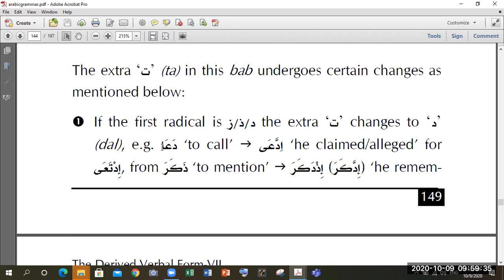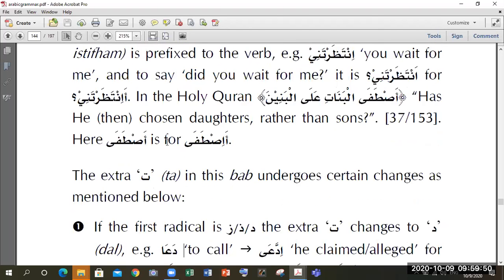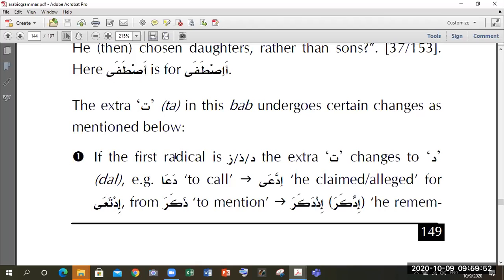Actually here also the root word is dal, ain, wow, and the wow has for some reason changed into alif. Just leave it. But you see the first letter is dal. If you want to put this in the ifta'ala wazan, let me do it for you.